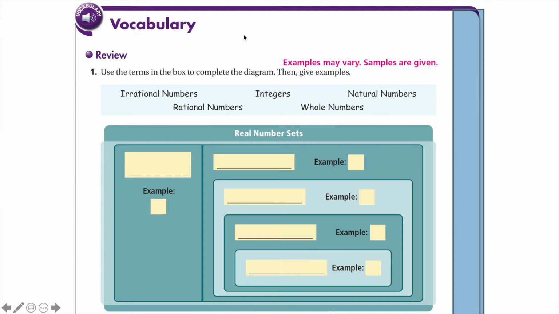Let's begin. Now just like always, let's start off with a little vocabulary and review. Use the terms in the box to complete the diagram, then give examples. So as we can see, we'll have things like irrational numbers, rational numbers, integers, whole numbers, and natural numbers. Well, all of these are a subset of different types of numbers that we will actually work with.